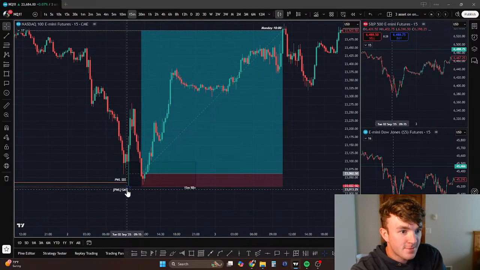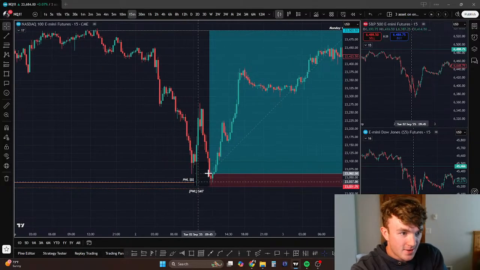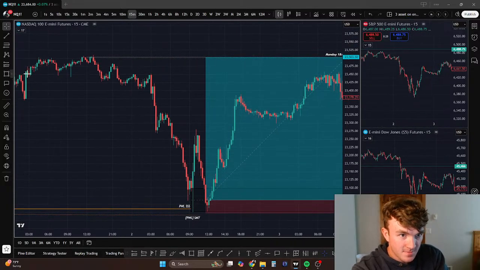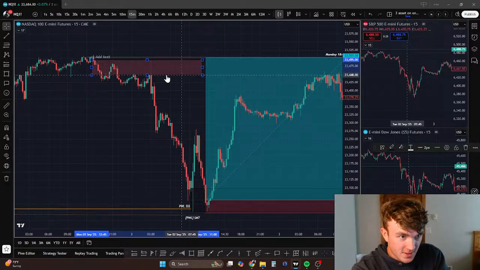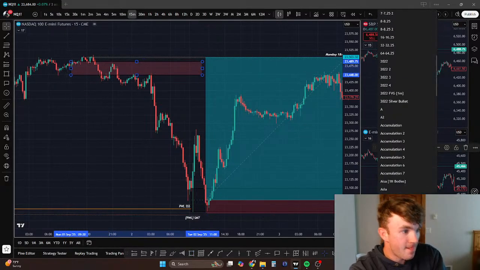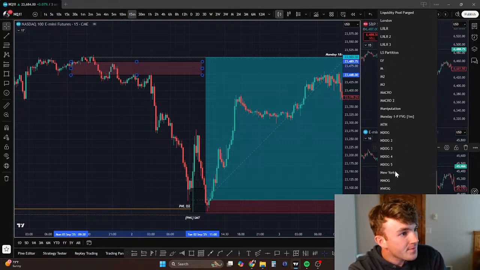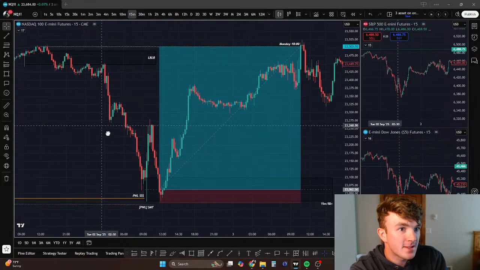So it's a very specific SMT, very specific rejection block, entering at consequent encroachment to target this LRLR in initial consolidation. So, kind of cool. So here we go, Phoenix Mini. Let's go ahead and save this.